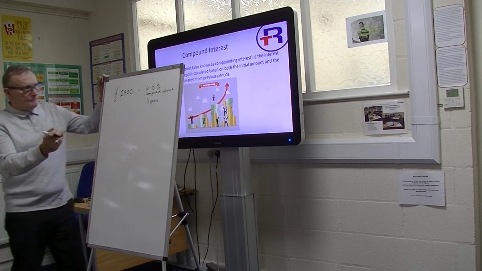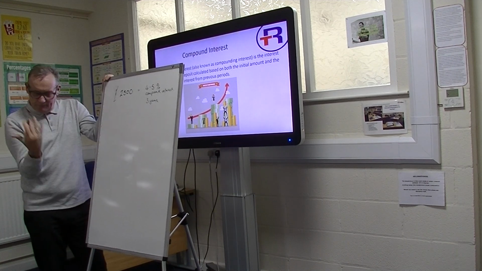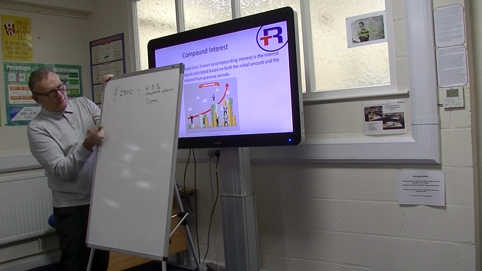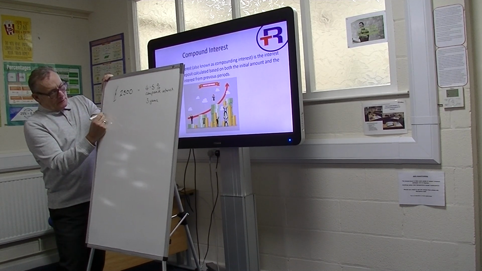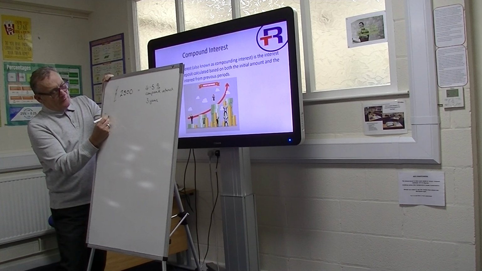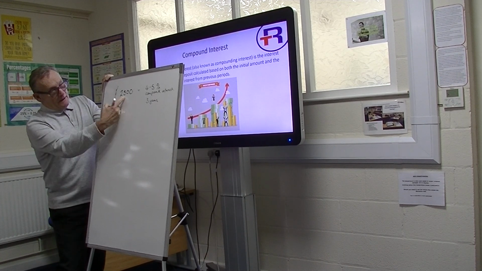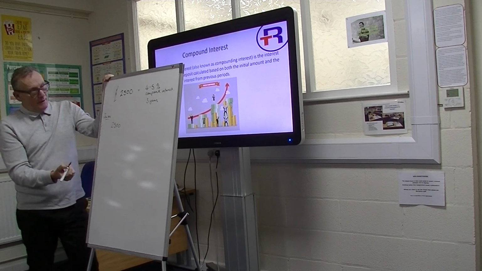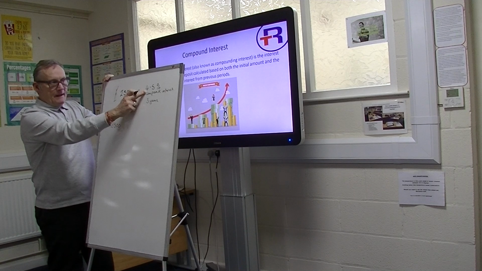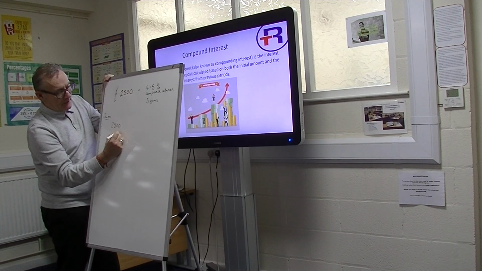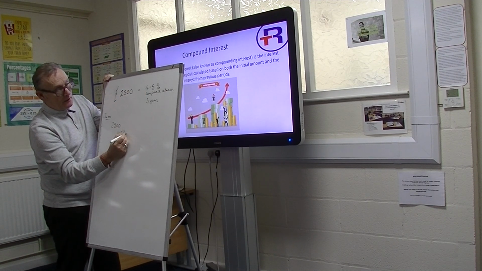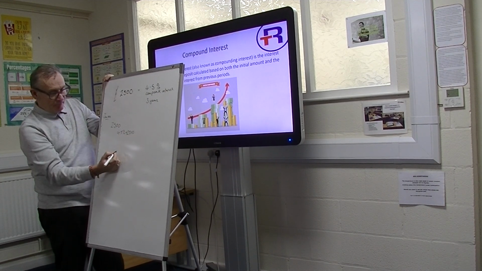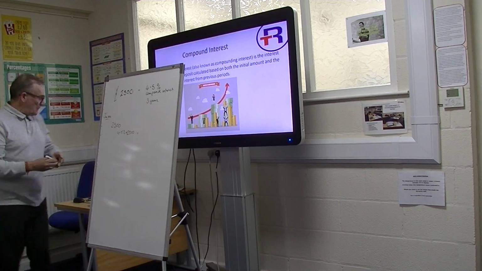So how can I work that out? This is the slowest way of working it out. I'm going to show you the formula in a second, but this is the slowest way. So it's January 2024, and I've put £2,500 in this account. Over the year it gains 4.5%, so that's 4.5% of my 2,500.